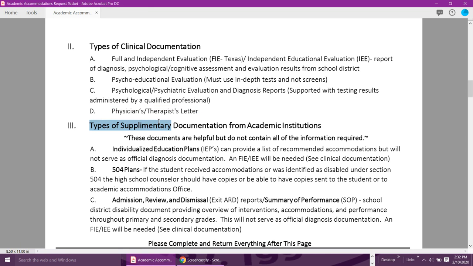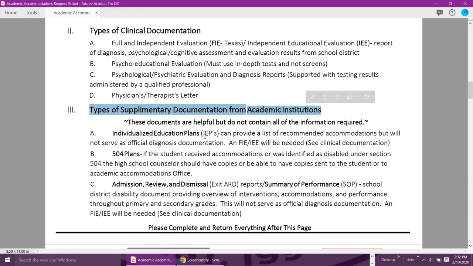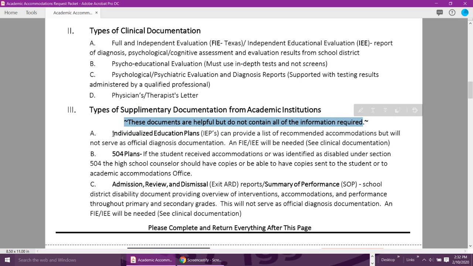Next category is types of supplementary documentation for academic institutions. So these documents are helpful, but do not contain all of the information required. First of all, individualized education plans, or IEPs, can provide a list of recommended accommodations, but will not serve as official diagnosis documentation. An FIE or IEE will be needed. See clinical documentation.